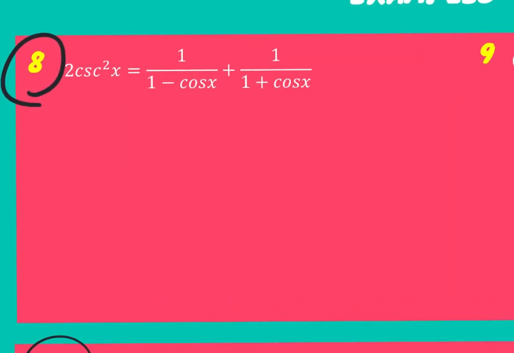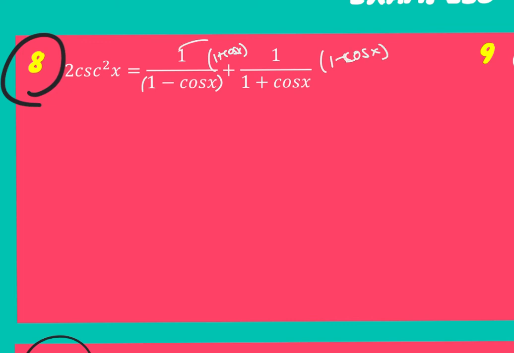So I've got 2 cosecant squared x equals 1 over 1 minus cosine plus 1 over 1 plus cosine. So the right side's definitely more complicated. I'm going to start by trying to narrow that down. To do that, I'll give it a like denominator. So this is going to get multiplied, both the top and the bottom, by 1 plus cosine, and then same here, 1 minus cosine.